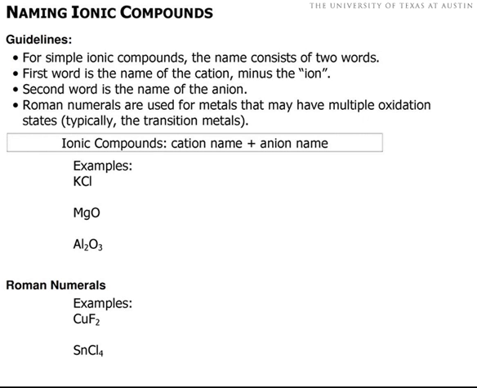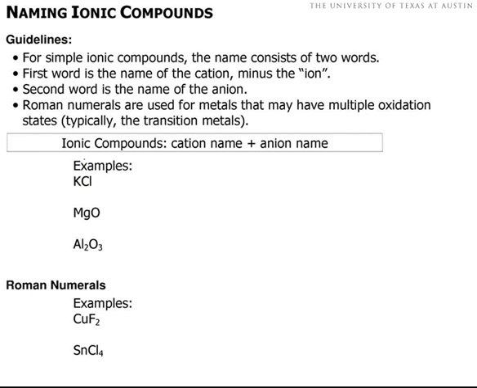And let's do some practice on naming ionic compounds. The name of an ionic compound consists of two parts. First of all, you have the cation name, and secondly is the anion name. It's always in that order: cation, then anion. Looking at our first example, we have KCl.